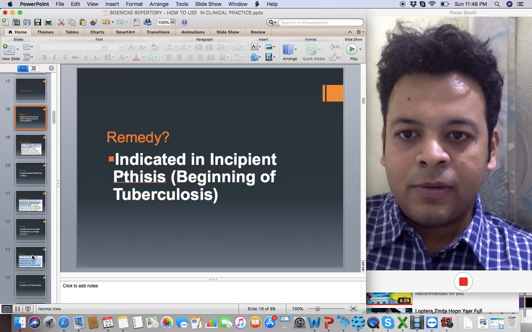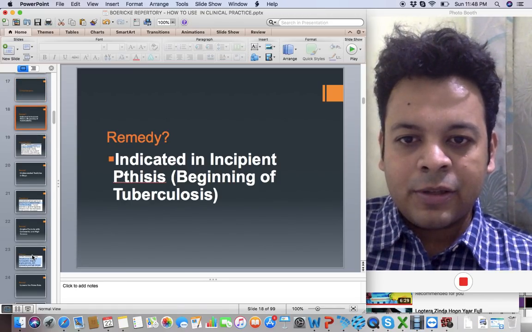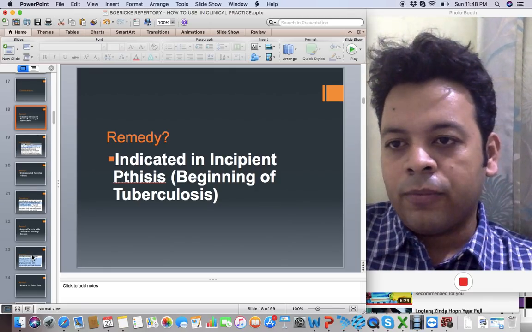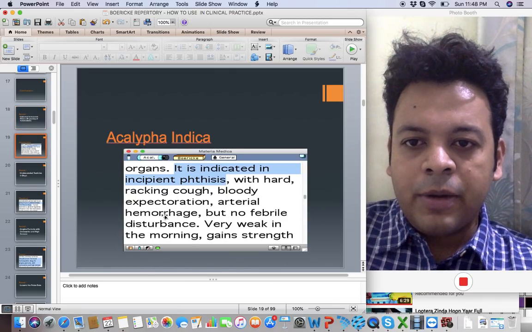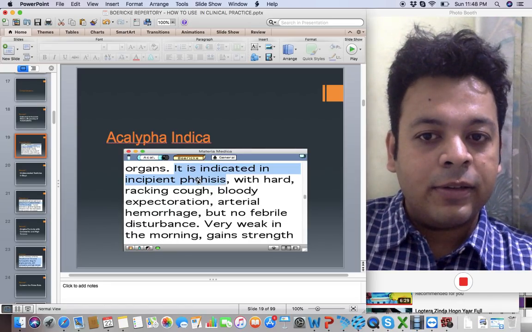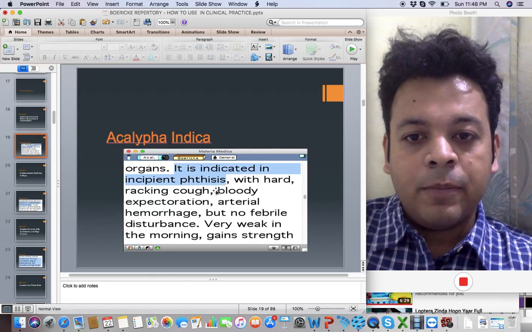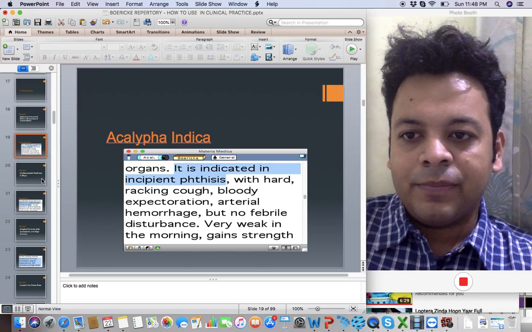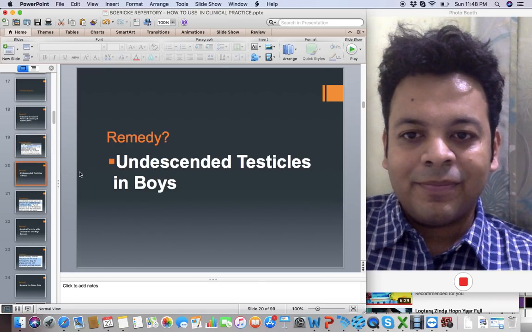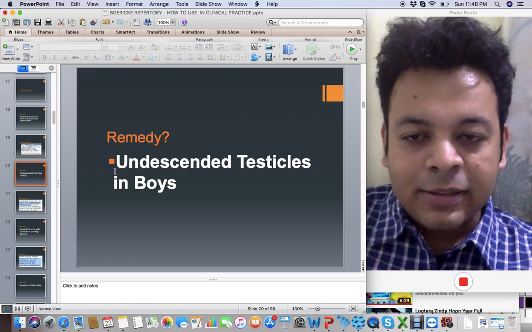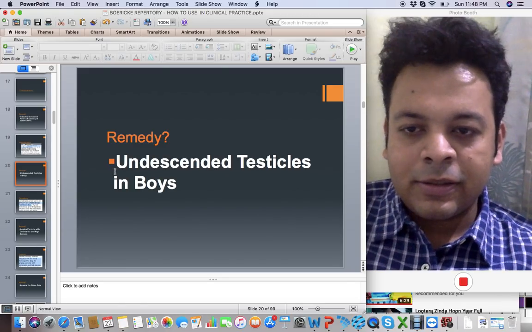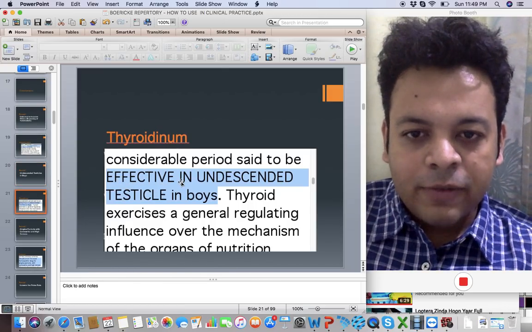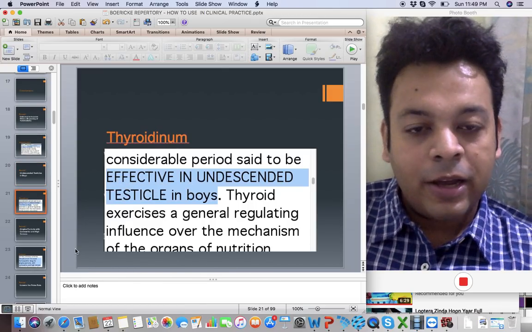For example, I remember an interesting case with tuberculosis, which had just begun with a lot of bleeding cough. And the remedy was Acalypha indica. It's written, it is indicated in bloody expectoration with incipient phthisis. Now, this is a clinical symptom. Undescended testes. I remember one case of undescended testes with no symptoms. Just in Boericke, it's written effective in undescended testes in boys, thyroidinum.